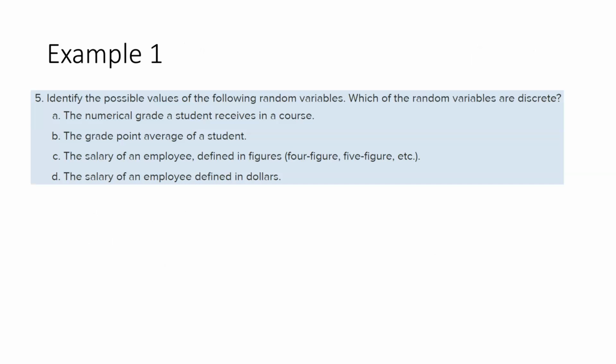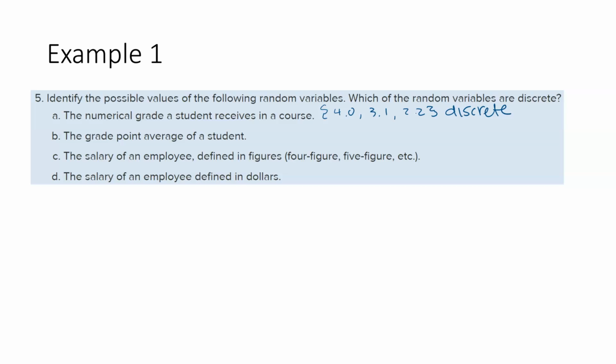So let's look at this example here. Identify some possible values and which of them are discrete. So, a numerical grade a student receives in a course. If we're talking about GPA numerical grades, they could get a 4.0, a 3.1, a 2.2. And these are discrete. They're going to get a set value, a countable value as their final score.